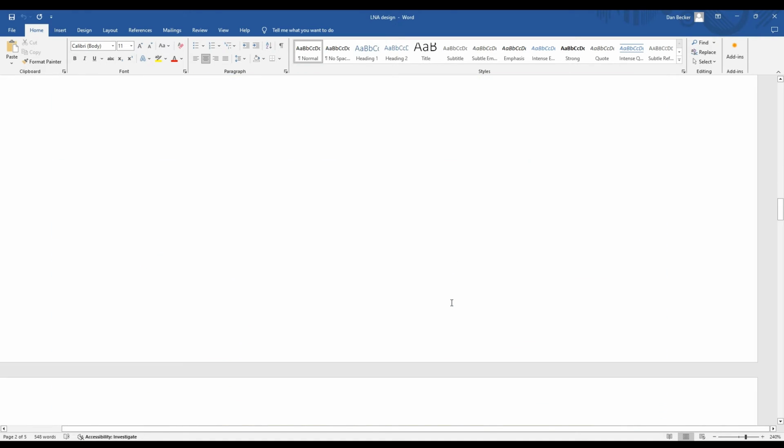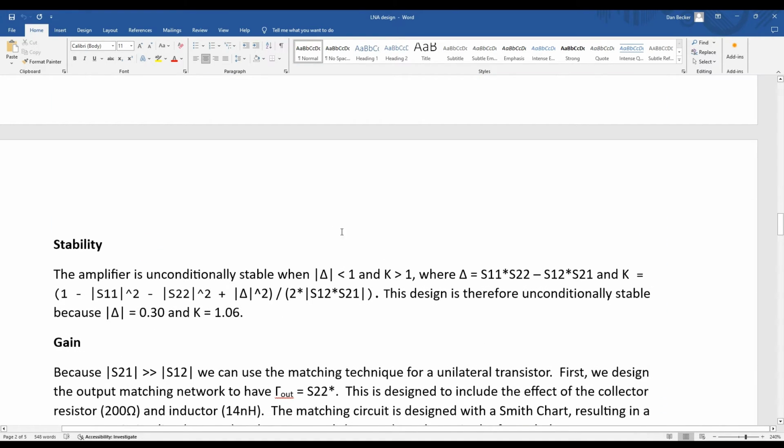Moving on, we have the stability, which needs to be unconditional. You calculate this delta from this formula here and take the magnitude of it. If it's less than 1, and this K value, the formula is here for that, if that's greater than 1, then you can be sure that it's unconditionally stable.